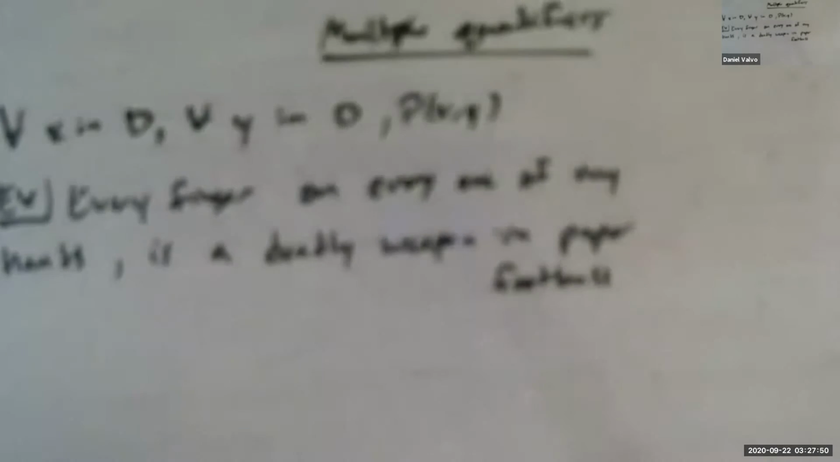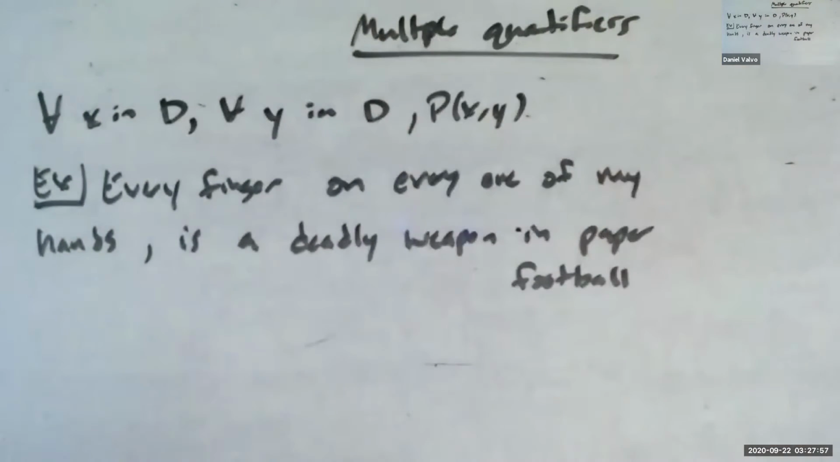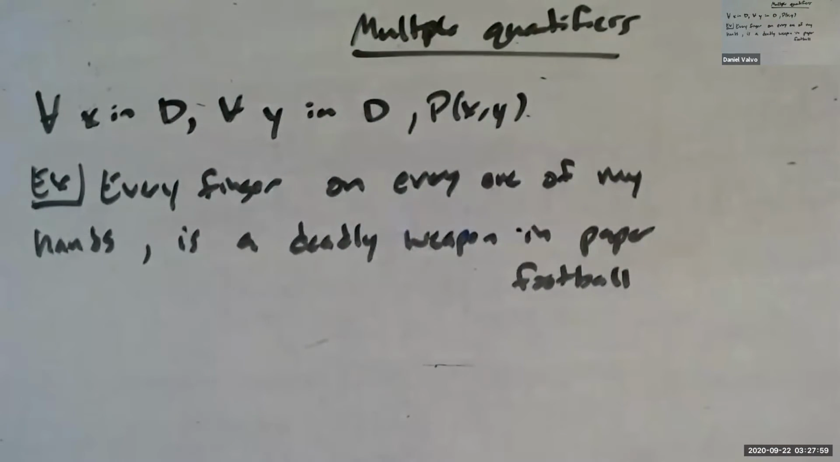There, what if I do this? And then bring it back. Okay. Oh, nailed it. So every finger on every one of my hands is a deadly weapon in paper football. Got that flick. Absolute instruments of torture.